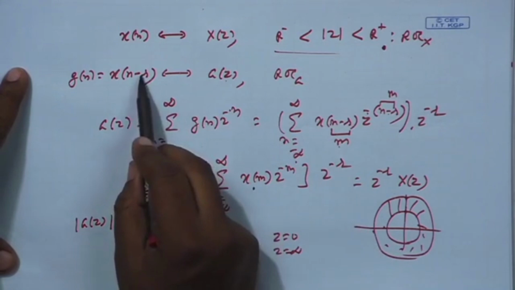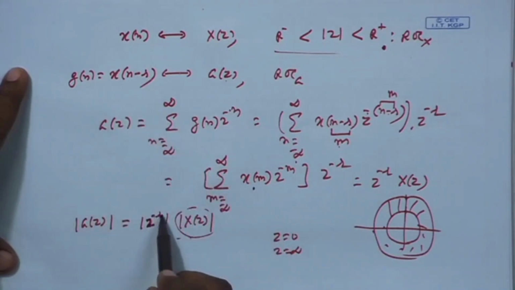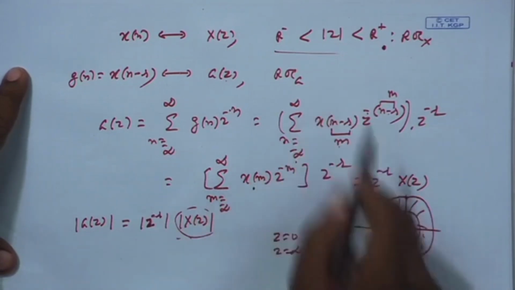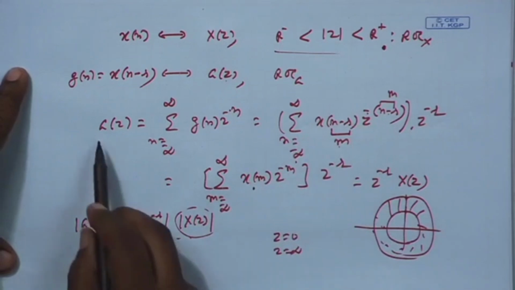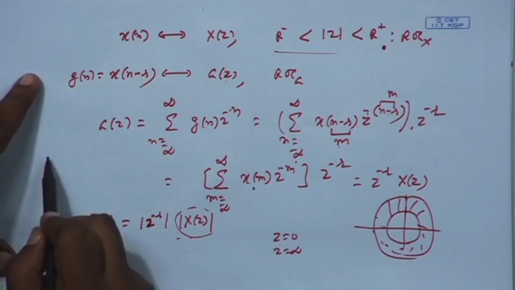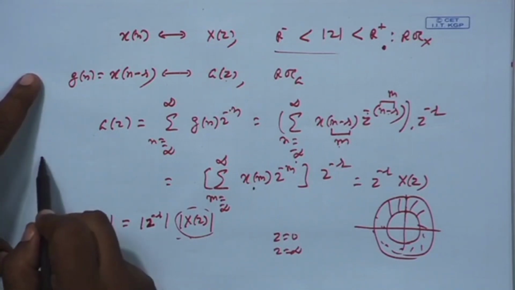Similarly, if r is negative, that is g n is x n plus something, it will be z to the power minus r, but r is negative, so it is a positive power of z. In that case, z equal to infinity would have created a problem, because this would have gone to infinity, that means this would not have existed. But that is ruled out in this case, because z equal to infinity is not allowed, only this area is allowed. So for this kind of cases, the ROC of G(z) remains the same as the ROC of X(z).